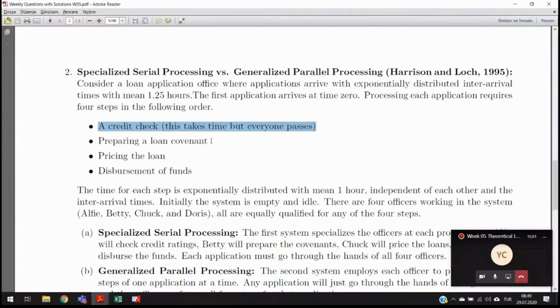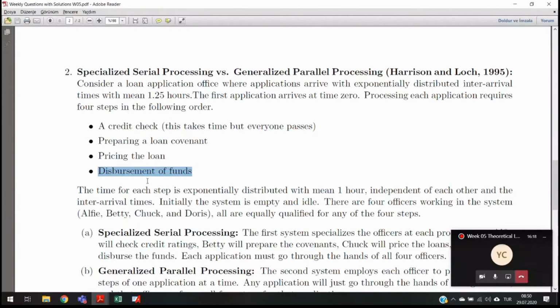Chuck and Doris are respectively going to be involved in the third and the fourth process. So these are the officers, and these are the resources which are going to be used in these processes. Okay. And it says that all are equally qualified for any of the 4 steps. So Alfie is also capable of working in another process, or Betty is capable of working in another process as well.